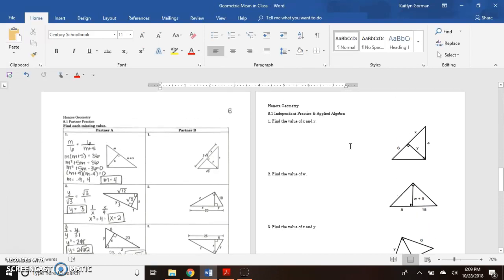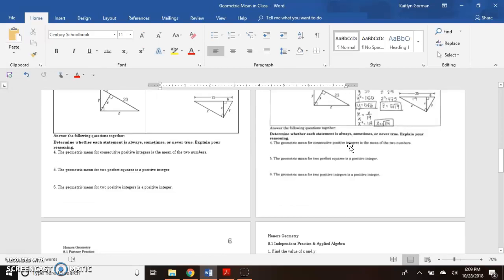So that independent practice is going to be on their own, making sure they've got it. That's another good time for them to ask questions and get some clarifications on geometric mean. So that's it for the activity.